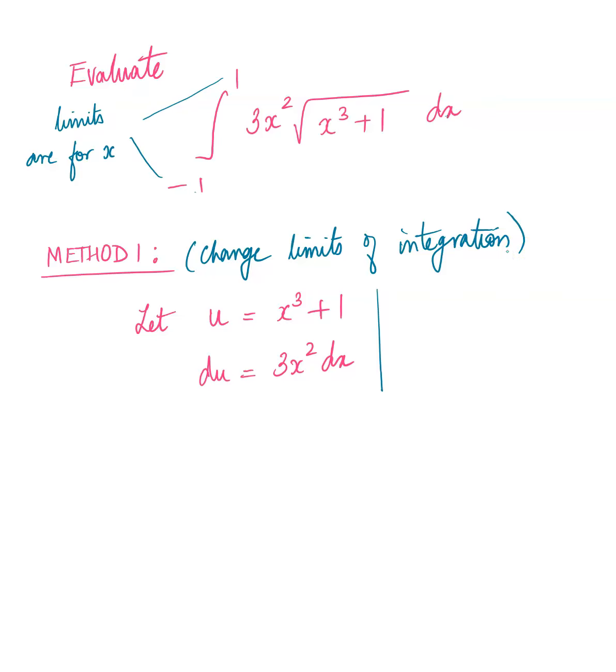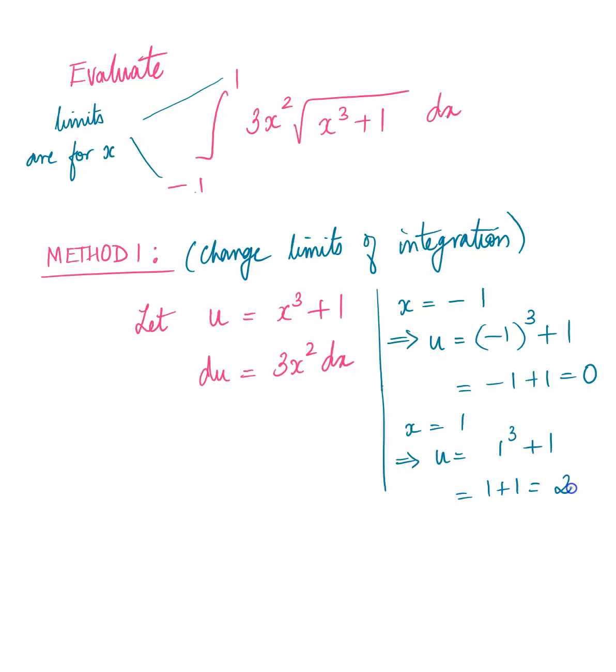That means when x is equal to negative 1, u is negative 1 cubed plus 1, which is negative 1 plus 1, which is 0. The other limit is 1. When x is 1, u is 1 cubed plus 1, which is 1 plus 1, 2. So the limits of integration will now become, instead of negative 1 to 1, 0 to 2.